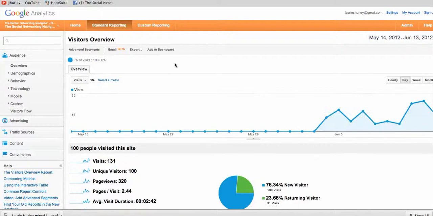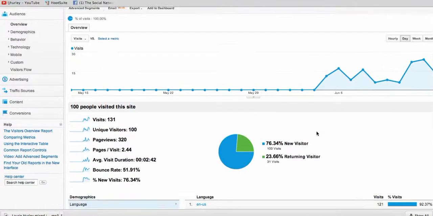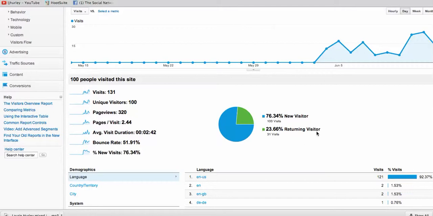I'm not a techie, so my web designer did this for me, and this is for my website, the Social Networking Navigator. I've only had Google Analytics on my site since very early June, so if these numbers don't look too impressive to you, they're not that old, but I just want to explain what this is going to show you. It's going to show you the number of visitors and unique visitors that come to your site. It's going to show you how many pages have been viewed.